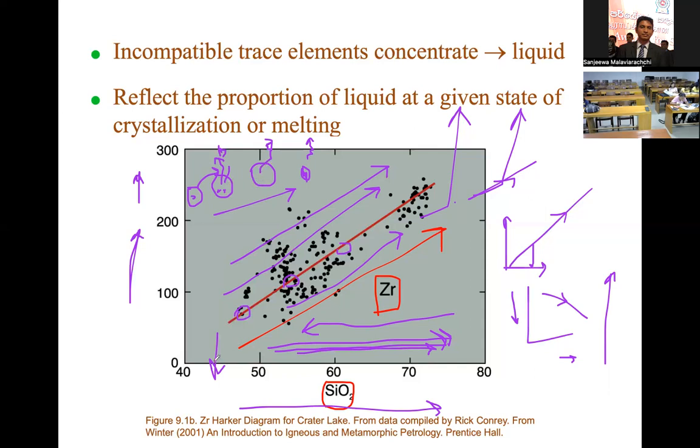But in this case, we are talking about the silica, an increase in silica trend. That means we are talking about the gradual evolution of a melt originated at mantle melting, starting from basalt to granite. Okay, from basalt to granite. That's the point here.